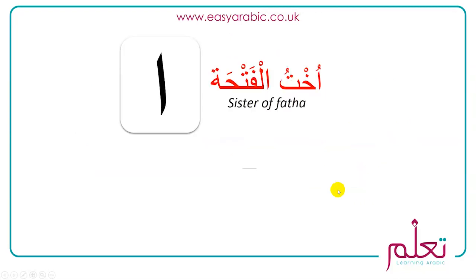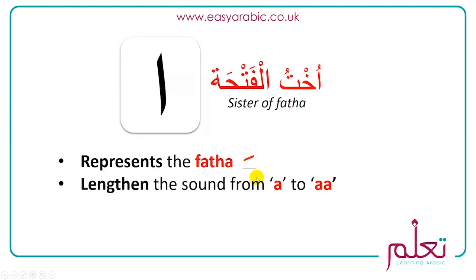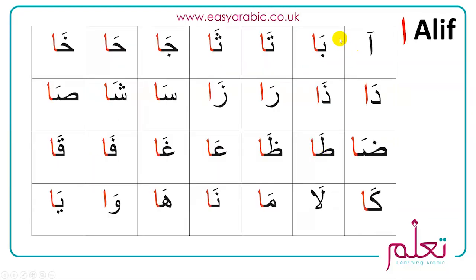If we look at the sister of fatha, ukhtul fatha, it represents the fatha, which is the line above. What it does is lengthen the sound from a short a, the fatha, to a long a. So a slight extension. If we look at these examples, we've got alif, we've got the ba. Here we can see in red these are the long vowels being added.